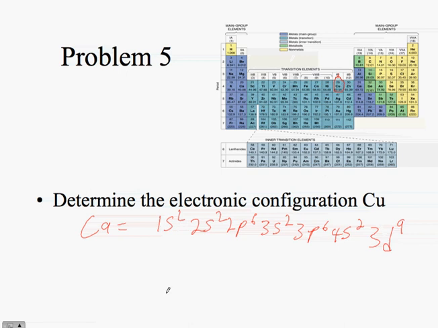Now, one of the things that you can do is rearrange this so that you have the 1, 2, 2, 3, 3, 3 all together, and then you have 4 as the last one. So you would have 1s2, 2s2, 2p6, 3s2, 3p6, 3d9, 4s2.